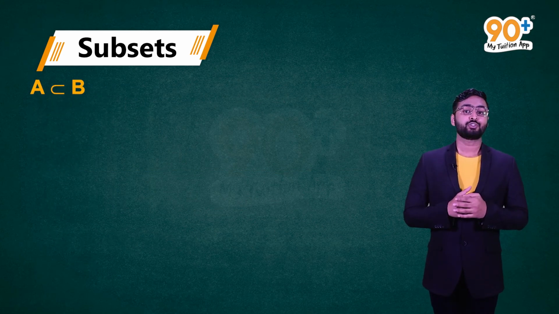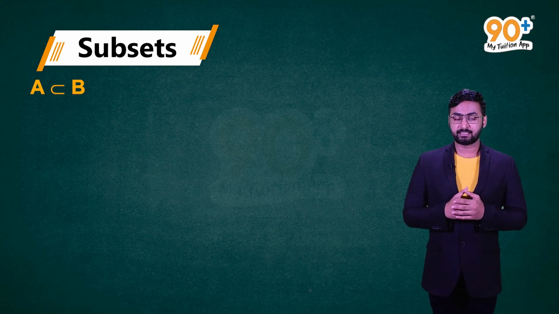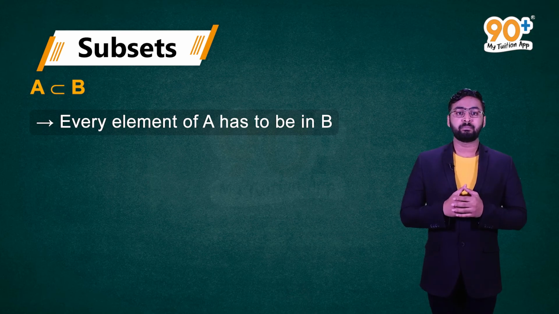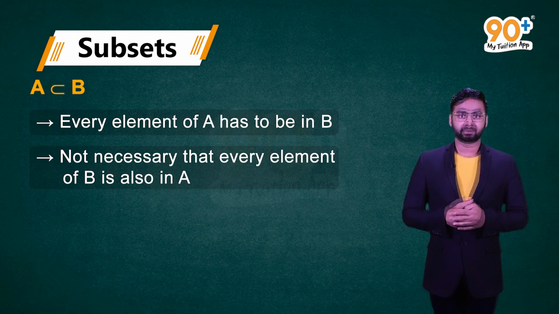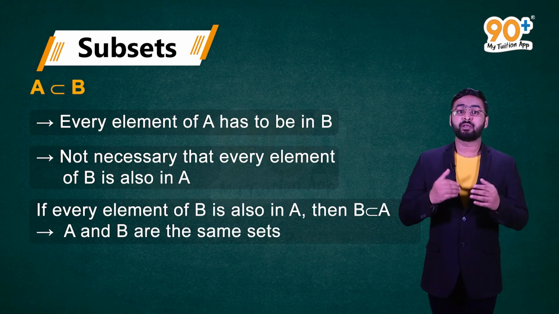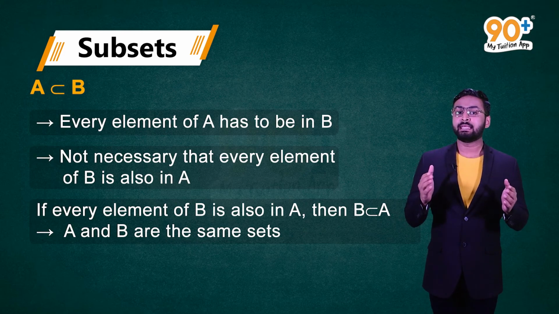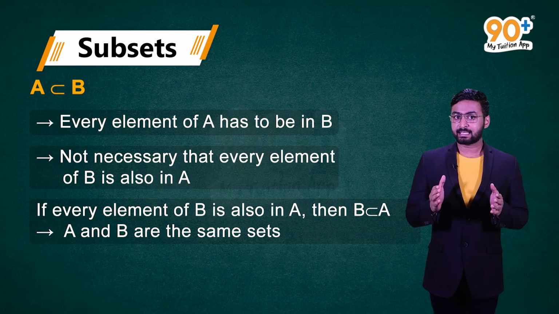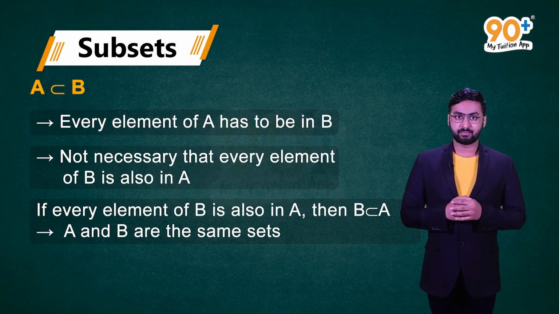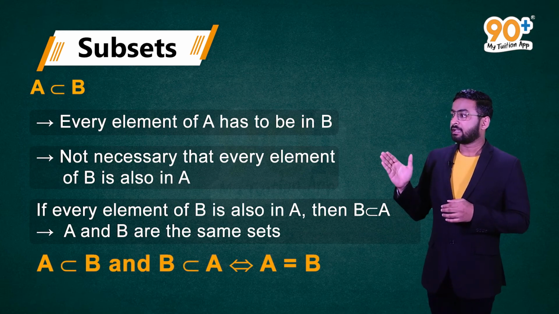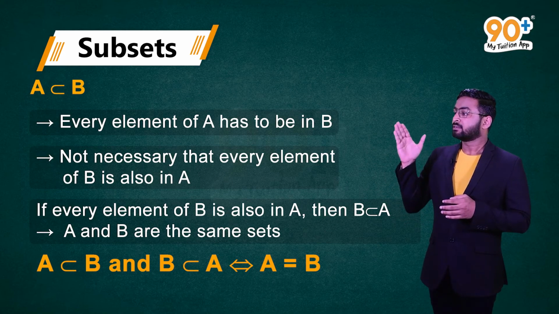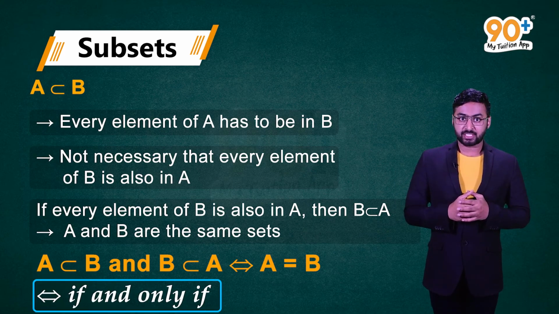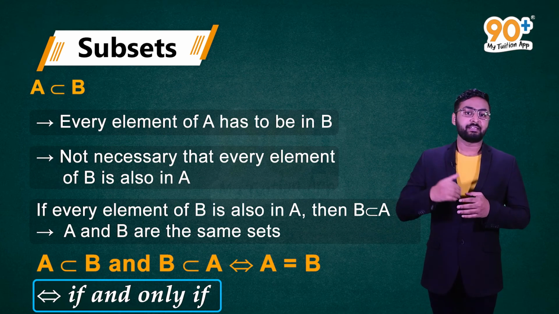So for A to be a subset of B, the only condition is every element of A has to be in B. But it's not necessary that every element of B is also in A. But in case if every element of B is also in A, then B is a subset of A. So in this case, both A and B are the same sets, and we can write A is a subset of B and B is a subset of A if and only if A is equal to B. Here, this symbol denotes two-way implications and is read as if and only if.